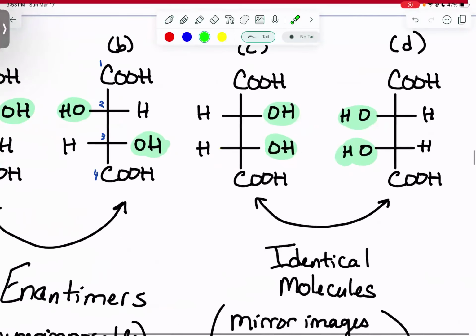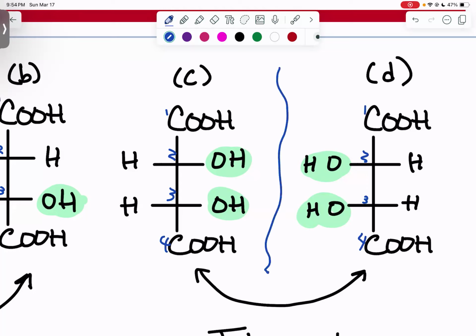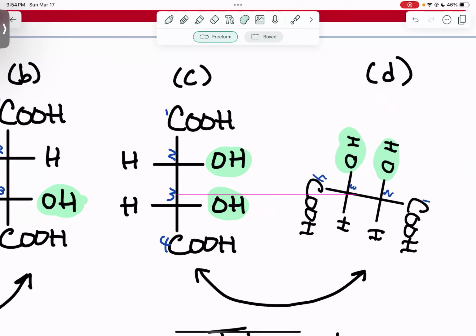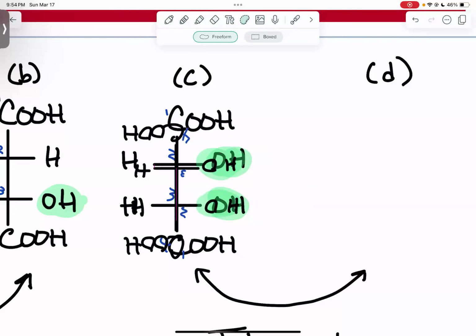Now, C and D are really similar, right? Let me number my carbons: 1, 2, 3, 4. 1, 2, 3, and 4. If I drew myself a mirror right down the middle, it would look like a non-superimposable mirror image. And that's true, but what if I take this molecule and I rotate it? Look at this, it's going to match perfectly.